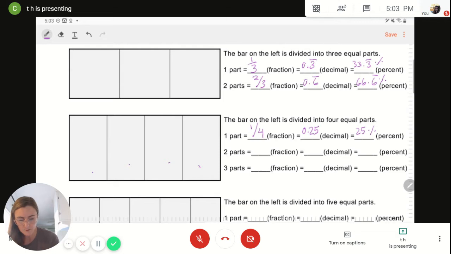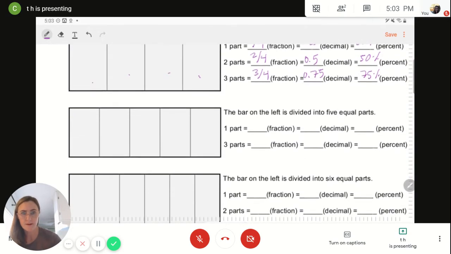If I now have 2 of 4 parts, well, this is now half of that candy bar. And I know that half is just 0.5 or 50%. If I have 3 parts of this candy bar, this is 3 out of 4 as a fraction, or 0.75 as a decimal, or 75%.